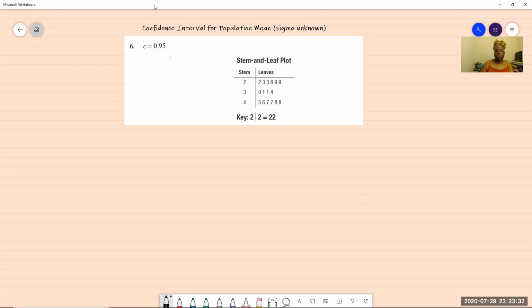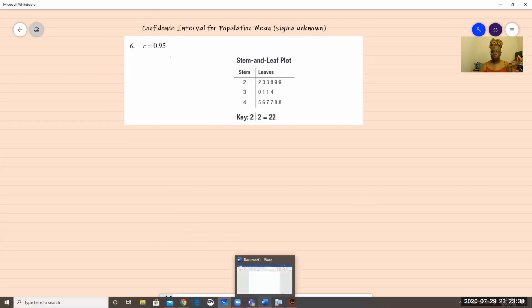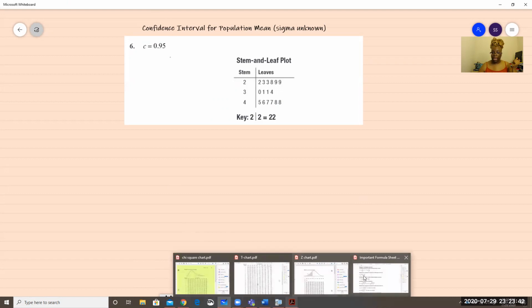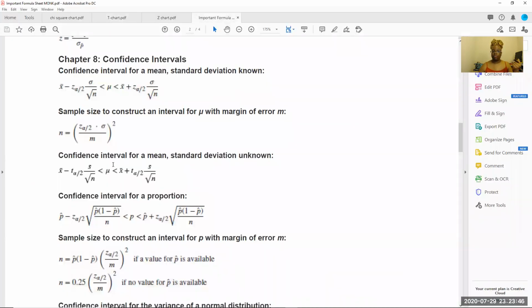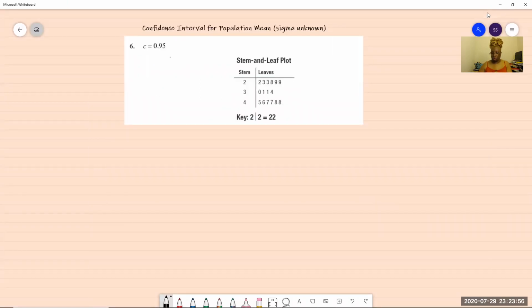Let's see what formula we are going to use. Regardless of who your instructor is or what school you're at, you may have a formula sheet. I just happen to have a formula sheet here that I give to my students. Here it is: confidence interval for mean with the standard deviation unknown. This specifically tells you what the formula is. Of course, I have the formula memorized, so let's see if I have it memorized.